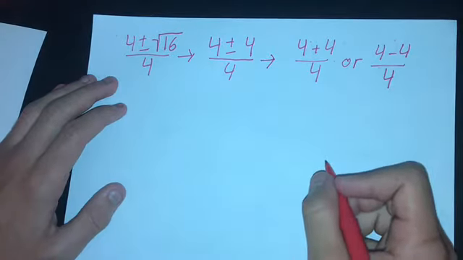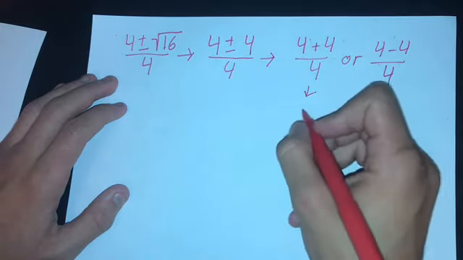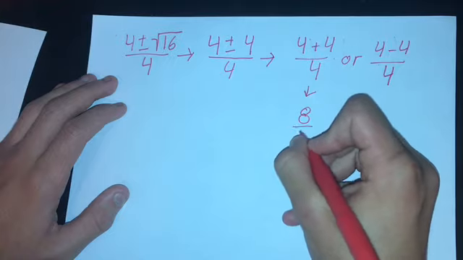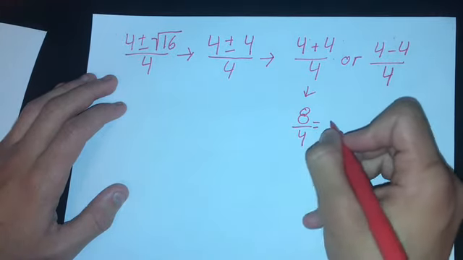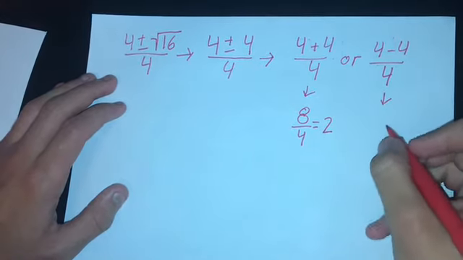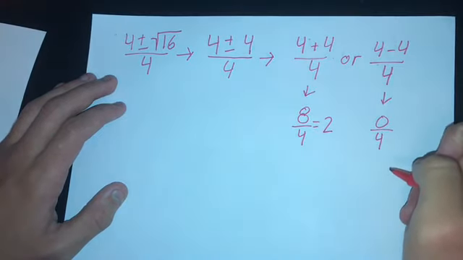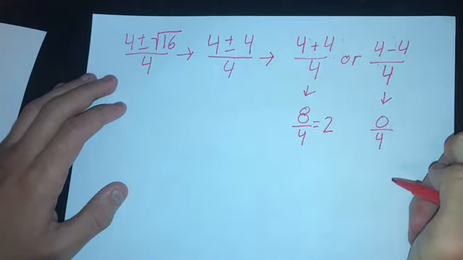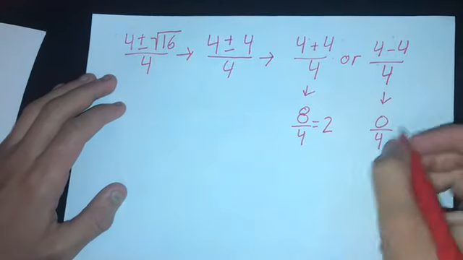And from here we can take it even further and bring it down here. So 4 plus 4 is 8 over 4, which we know equals 2 because 4 goes into 8 twice. And then over here, 4 minus 4 is 0 over 4. And when you get something like this, you know it just equals 0 because there's 4 things going to 0. That's just 0. So we know that equals 0.